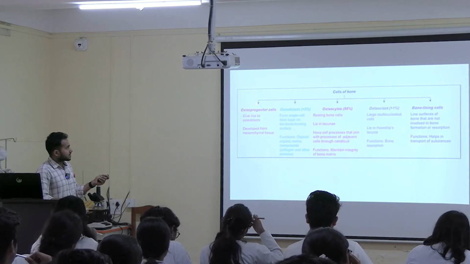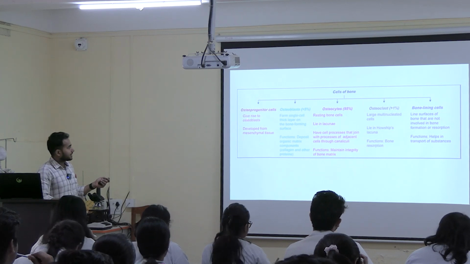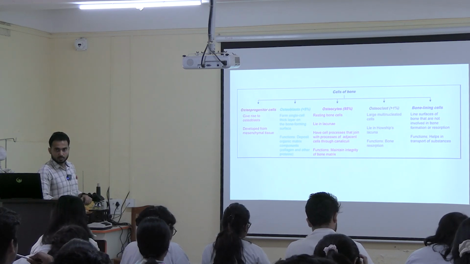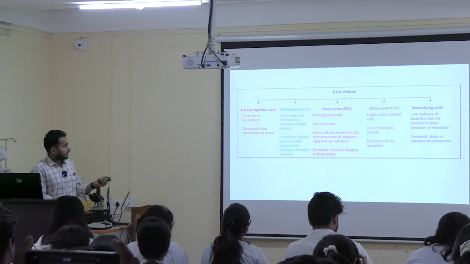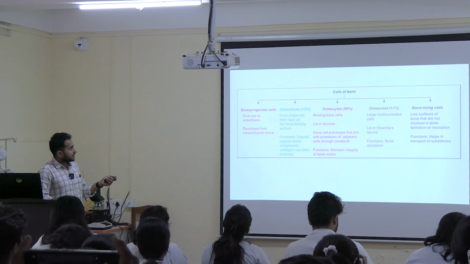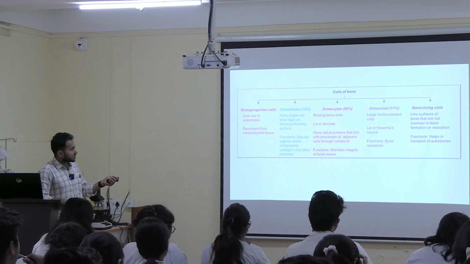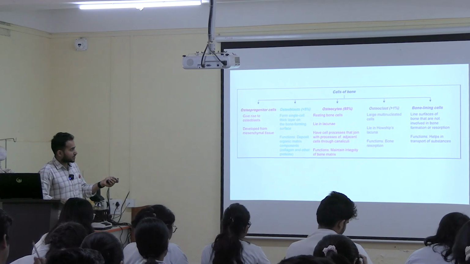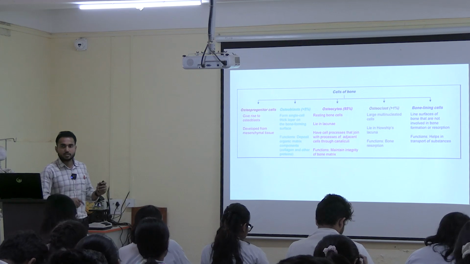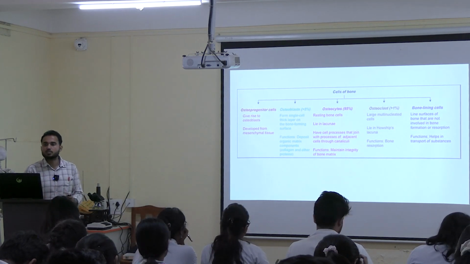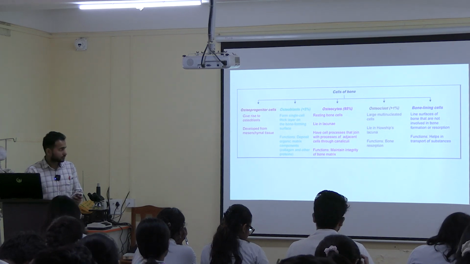So osteoprogenitor cells develop from mesenchymal tissue and they give rise to osteoblasts. Okay, osteoblasts are bone forming cells. Now osteoblast, you can see these are the bone forming cells. Functions: they will deposit the organic matrix, okay, collagen fibers and other proteins, etc., which is required for the formation of the bone. That is done by the osteoblast.